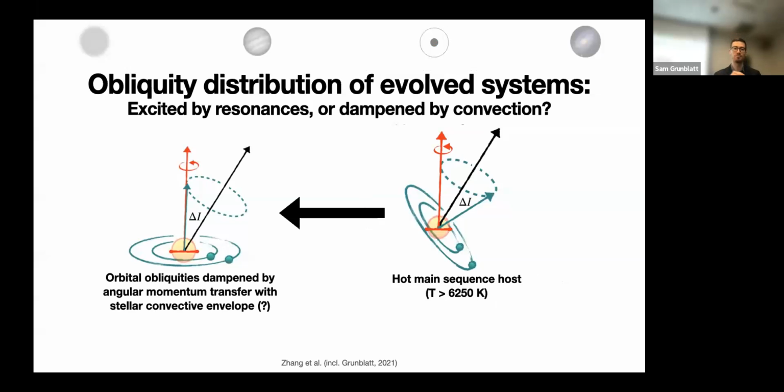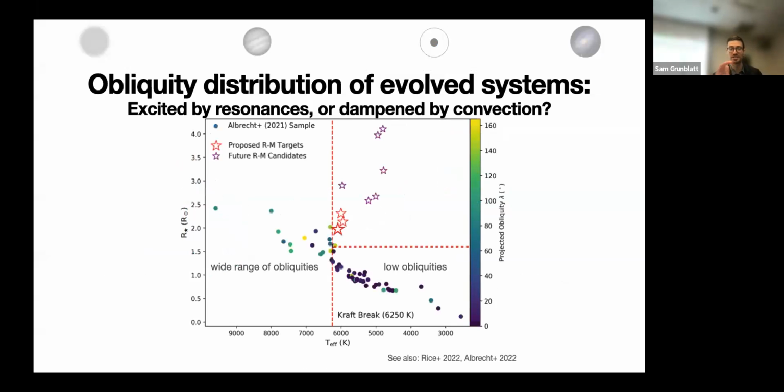But in post-main sequence systems, it's possible that it goes the other way. A star that starts out being really hot only has a radiative envelope at first. Eventually, as it cools off, it will start forming convection in that outer layer. And that convection can then cause the obliquity of the planets to damp and realign with their host star. This is something that we've started looking into.